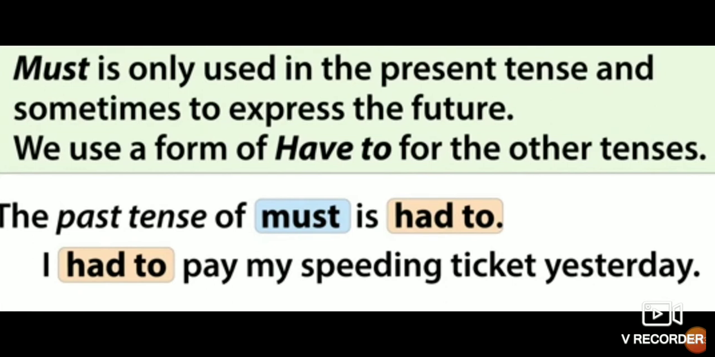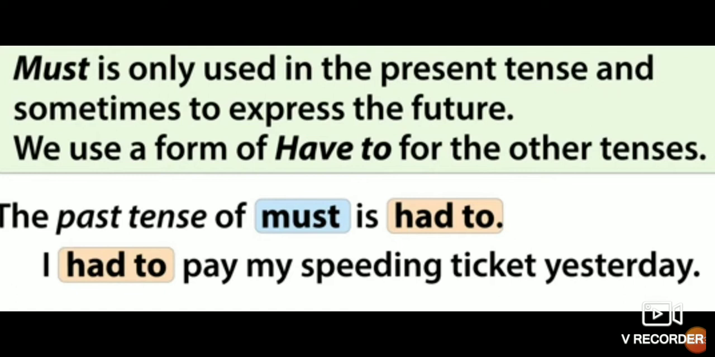So, must is only used in the present tense and sometimes to express the future. We should keep in our mind that must is used in the present tense, and sometimes to express the future. We use a form of have to for the other tenses. Okay, we use the form of have to for the other tenses. The past tense of must is had to. It is also not known to many of the students that the past tense of must is had to.